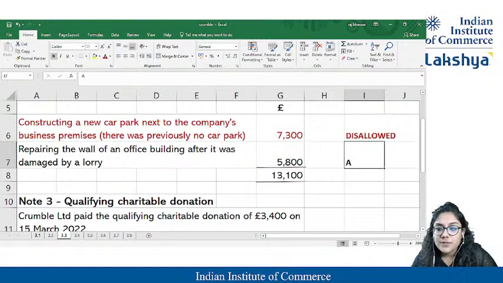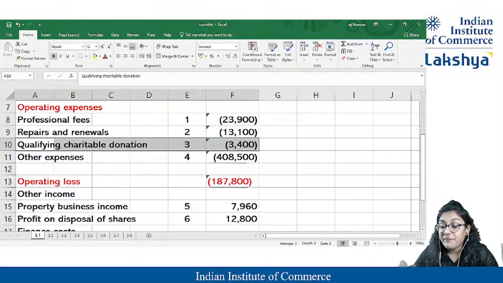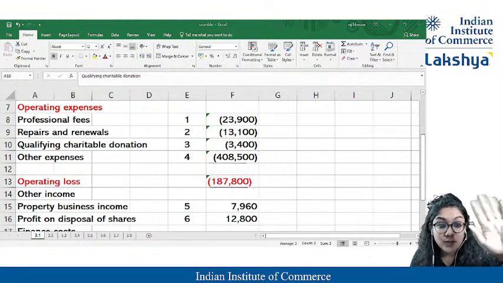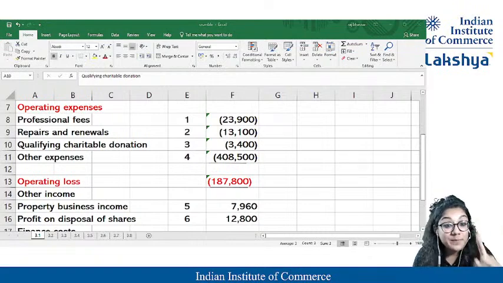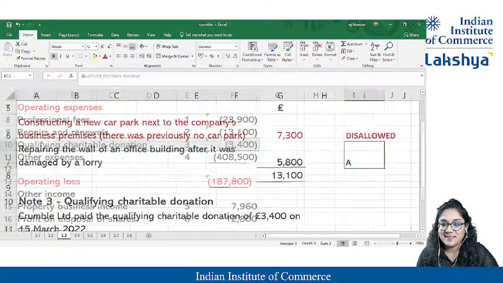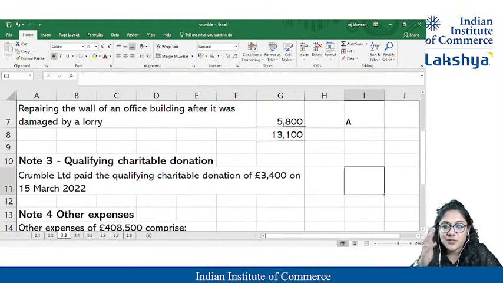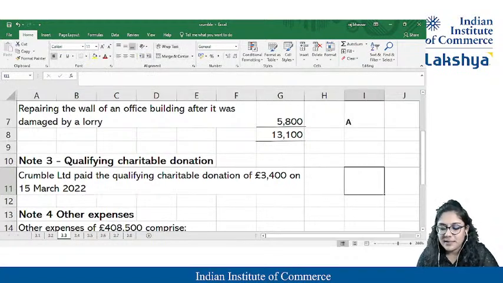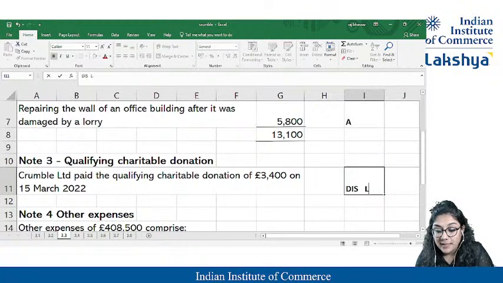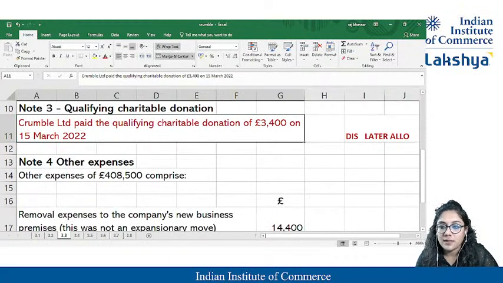Cool. Students, third question: qualifying charitable donations. It is not allowed now, but at the time of the last calculation, it is allowed. In the P&L, please don't deduct it. Correct, you should get it like this, students. This is revision. The company paid qualifying charitable donations. Disallowed, but later allowed. This is again different. I will make it dark.